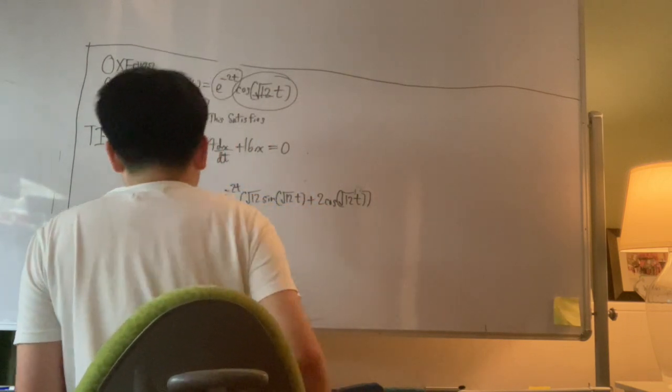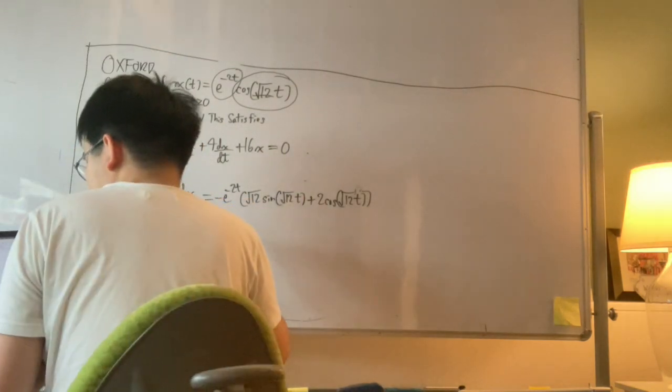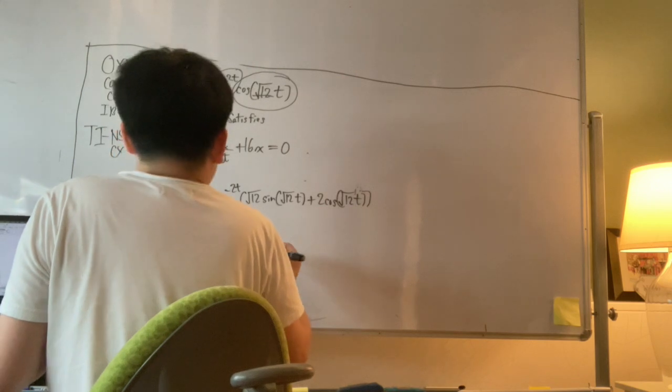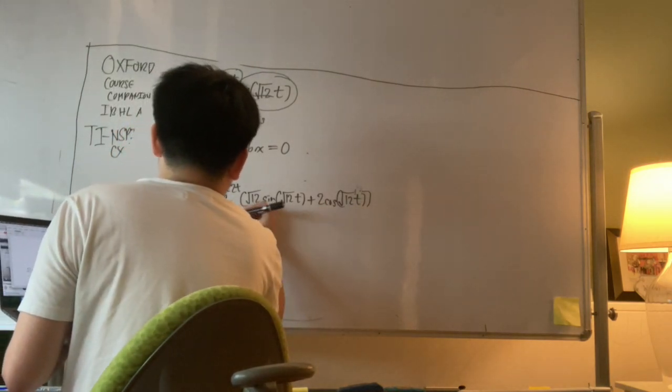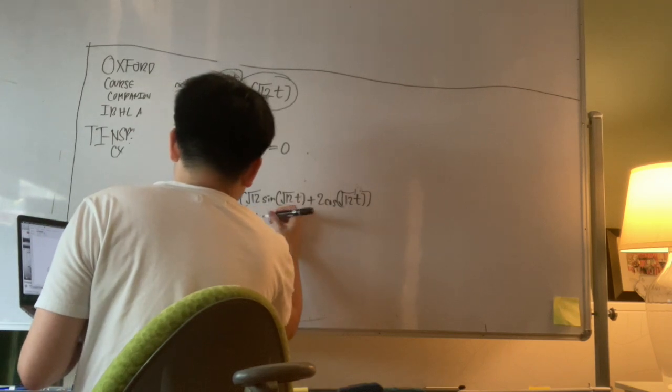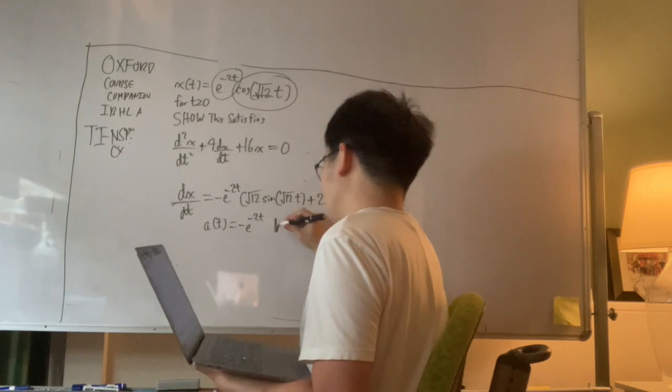Okay. And now you have to break this up again. Okay, so this is split up into a factor. We'll define a of t equals minus e to the minus 2t, and then b of t equals this garbage.